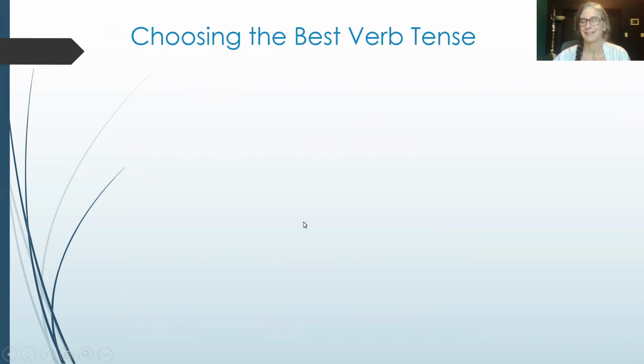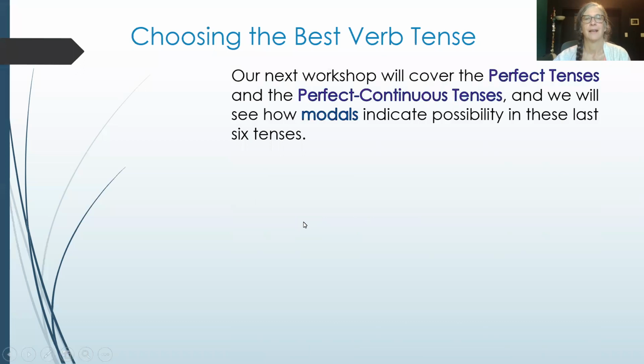All right. So that's the end of our practice. And our next workshop is going to cover the perfect tenses and the perfect continuous tenses. And we're going to do a deeper dive into our modals and see how they indicate possibility in these last six tenses. That's hard to say, six tenses. Joey, do you have any questions about what we've covered in today's workshop with our simple and our continuous tenses?